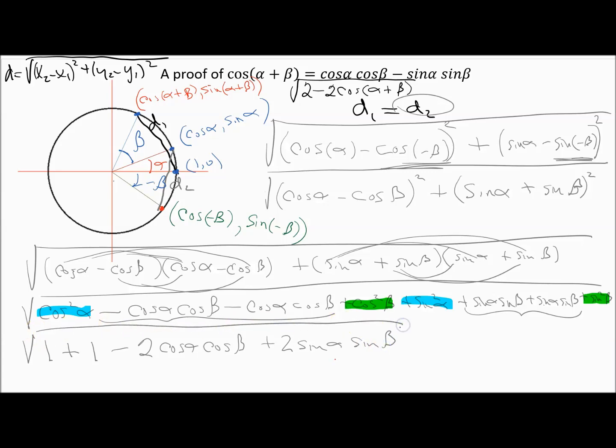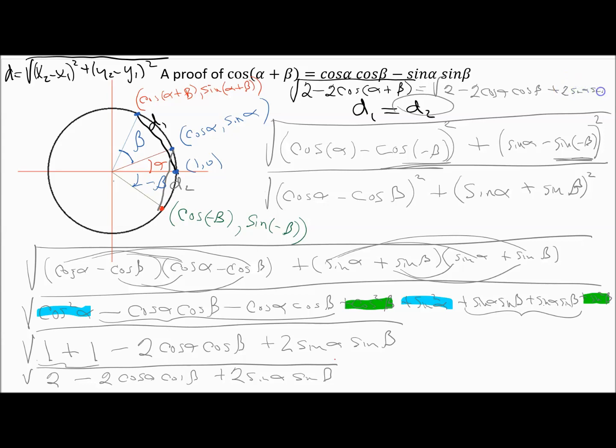Okay. One more thing I can do, right? I can add these 2 values together to get 2. So this is the square root of 2 minus 2 cosine of alpha, cosine of beta, plus 2 sine of alpha, sine of beta. So some fancy work with making substitutions with the Pythagorean theorem. Okay, we're not done, right? This is just D2. So I want to write it up here. So that's equal to 2 minus 2 cosine of alpha, cosine of beta, plus 2 sine of alpha, sine of beta.